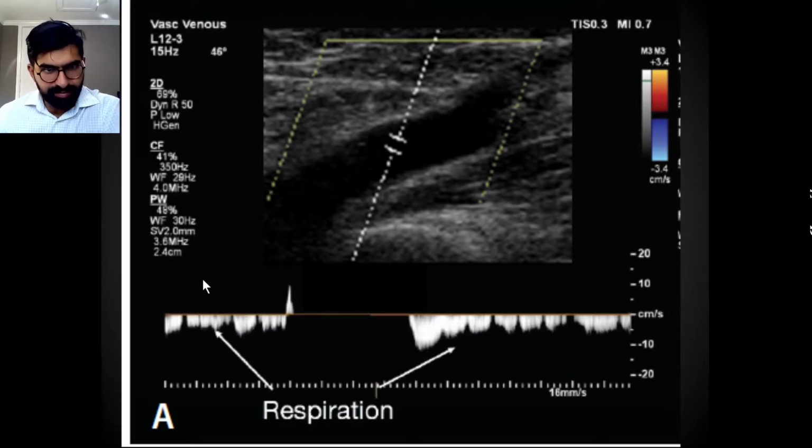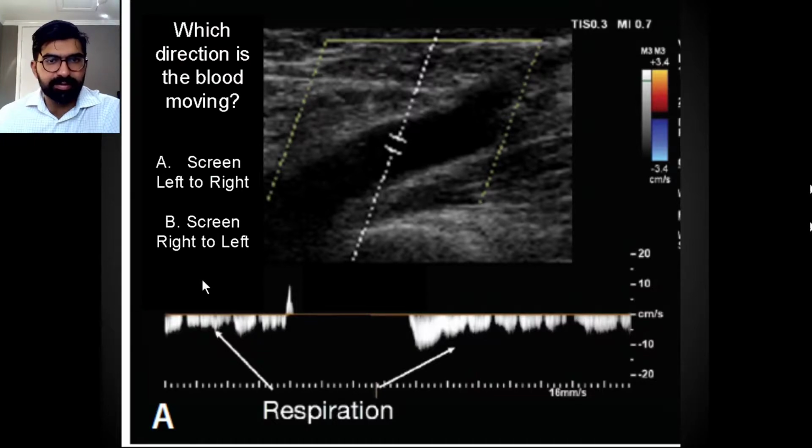In this picture, which way is the blood flow moving? This is a different picture than the previous one, but which way is the blood flow moving? Right, and so for those of you who picked screen right to left, again, you're right. It's not a trick question, but a lot of the times when you focus solely on the color bar, you will get a little confused when you find a picture without color flow in the spectrum.